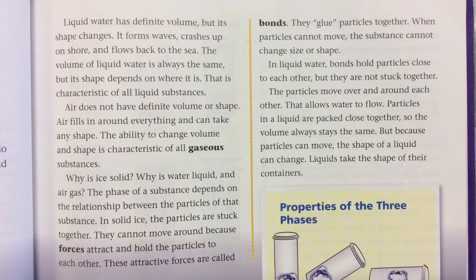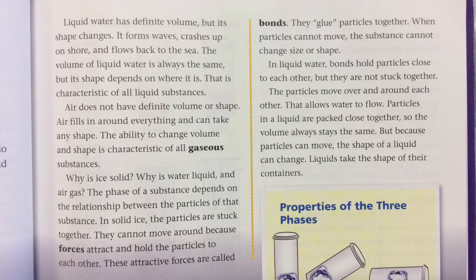In solid ice, the particles are stuck together. They cannot move around because forces attract and hold the particles to each other. These attractive forces are called bonds. They glue particles together. When particles cannot move, the substance cannot change size or shape.